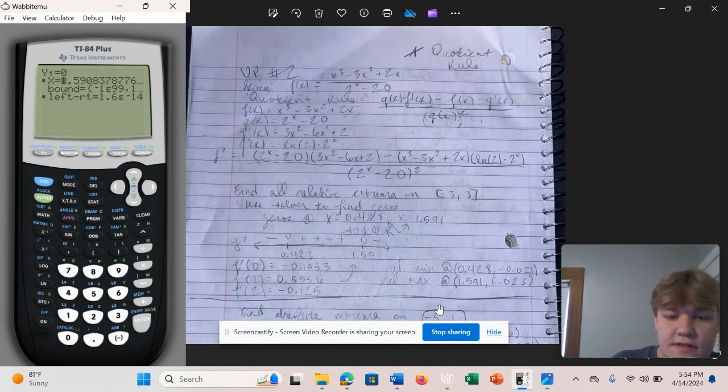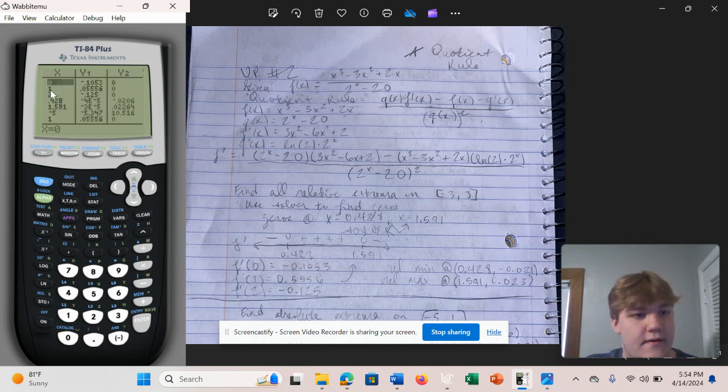And then using those, now that we have critical points, we have to make a sign chart. So I did that in this table. The points I chose, we needed one to the left of 0.428, so 0 gave me a negative. In between the two, 1 gave me a positive number. And then greater than 1.591, 2 gave me a negative number. And all those values are right here. So there's our sign chart.